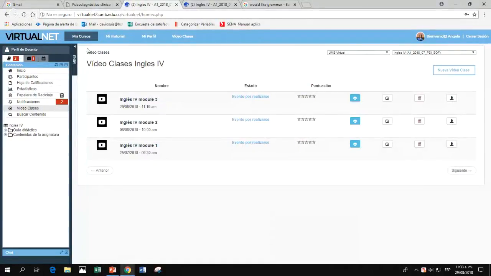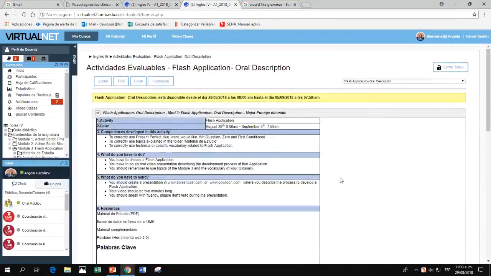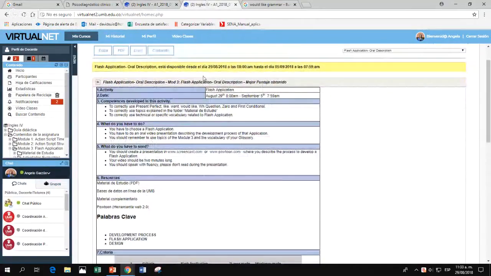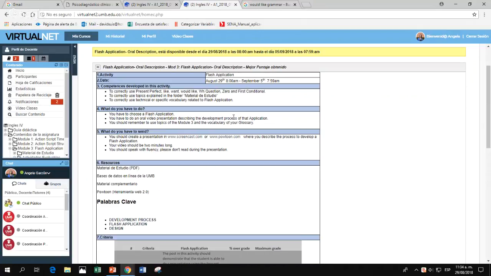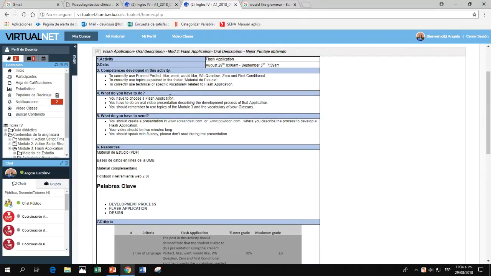Now, I really want us to go to our activity, which is going to be available from today, the 29th, until September the 5th. Okay, so as you can see right here, we have to correctly use present perfect, like, want, would like, W questions that we saw before, zero and first conditional, and suffixes placed in the folder material de estudio, and to correctly use technical or specific vocabulary related to class application. What you have to do is choose a class application.